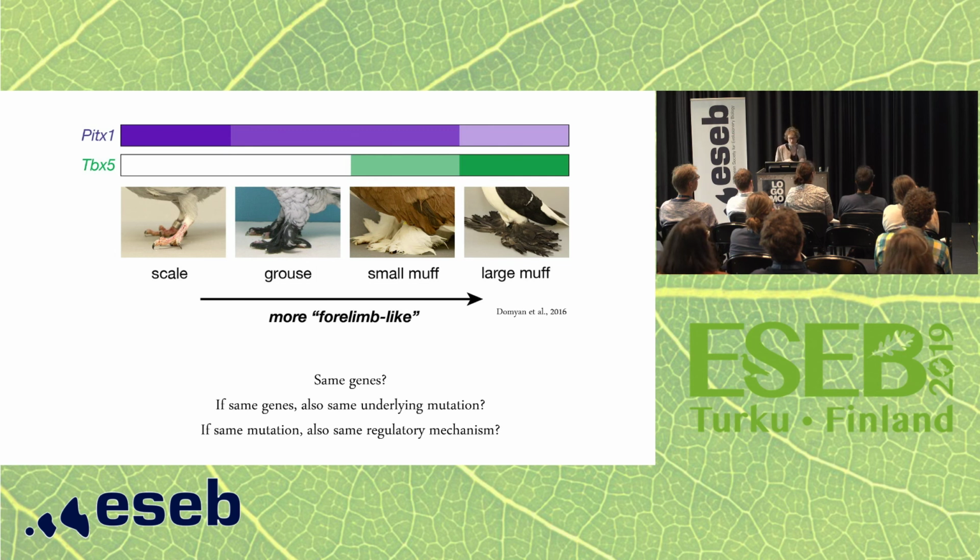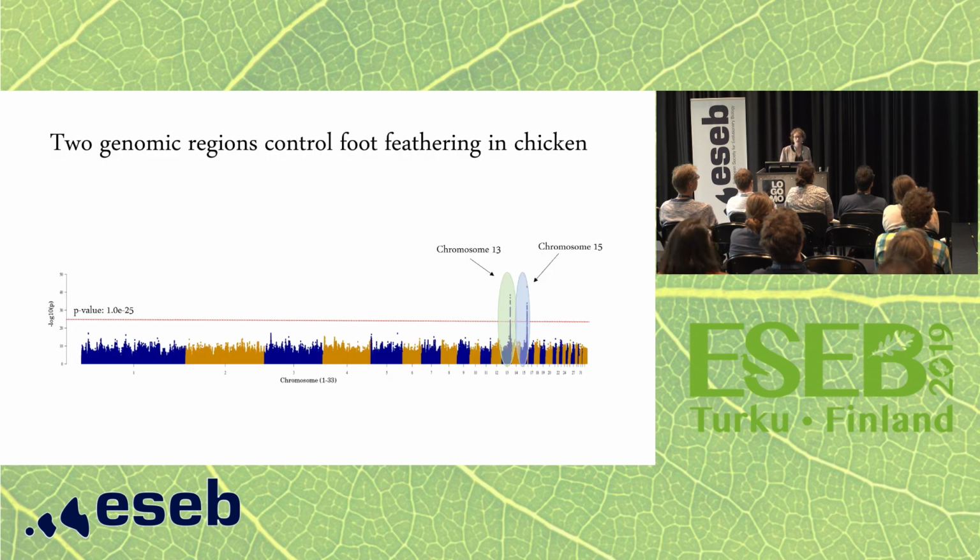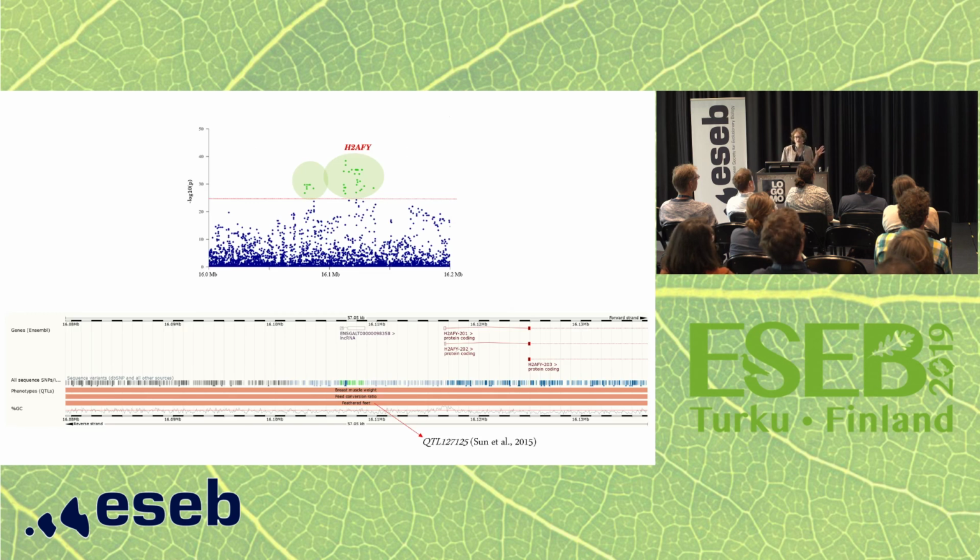So to answer these questions, we used whole genome sequence data from 169 individuals, and we performed a genome-wide association study. As you can see, we found two main genomic regions associated with the phenotype, one on chromosome 13 and one on chromosome 15. When looking into more detail at chromosome 13, we found the protein coding gene H2AFY, which was also found previously in pigeon. We also identified a long non-coding RNA and a QTL that was linked to the phenotype by Sun et al.